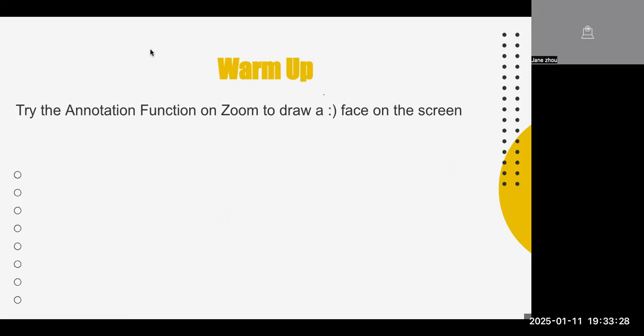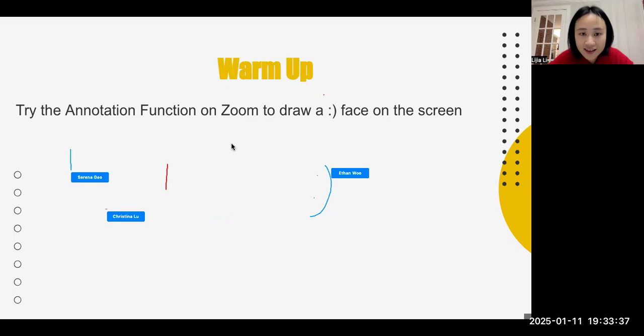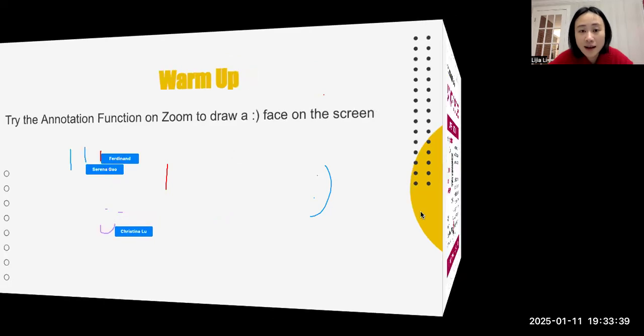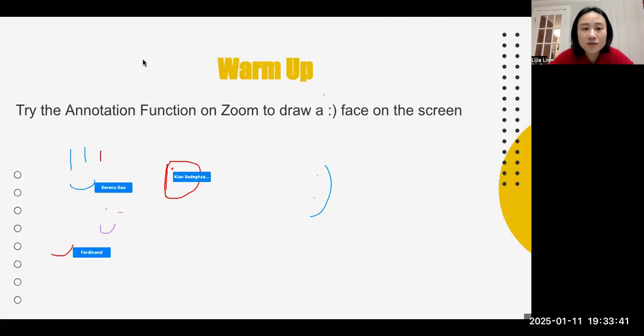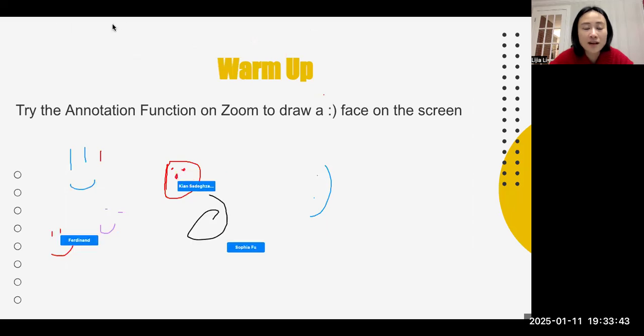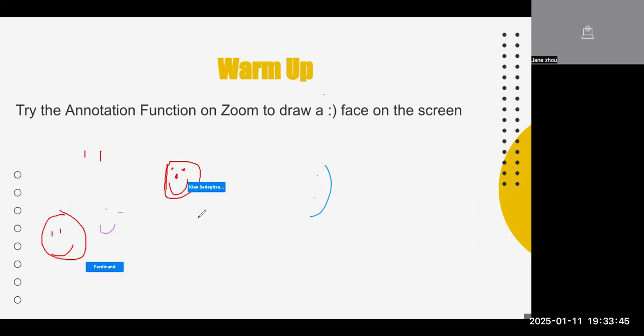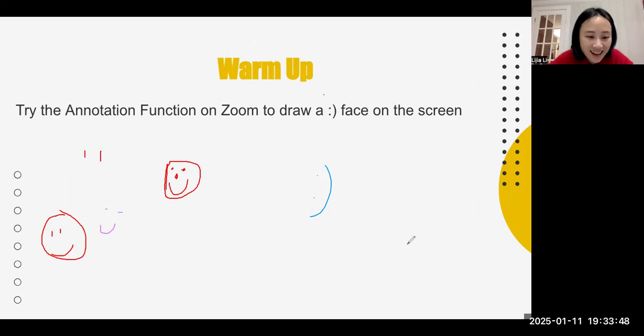Okay, students, can you try this function on Zoom, do the annotation? Because later on I'm going to ask you to solve problems on the whiteboard. I see Kian, Ethan. We can have different kinds of smile. We'll come back first. We can do different kinds of smiling faces. Okay, it can be very diverse. Yeah, right. Nicely done.